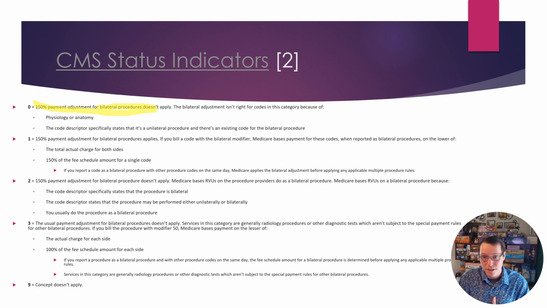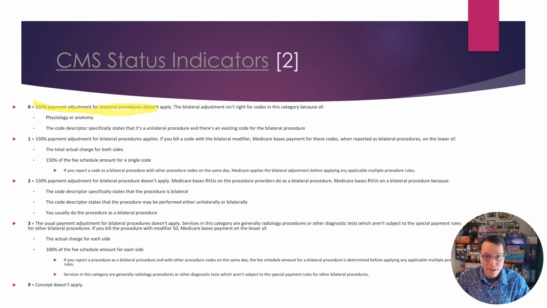The bilateral adjustment isn't right in codes in this category because of physical or anatomy. The code descriptor specifically states that it's unilateral and there's an existing code for bilateral procedure. So just saying don't use it for this, make certain to reference your book. There probably is a bilateral code that you should be reporting instead of adding a modifier to this code.